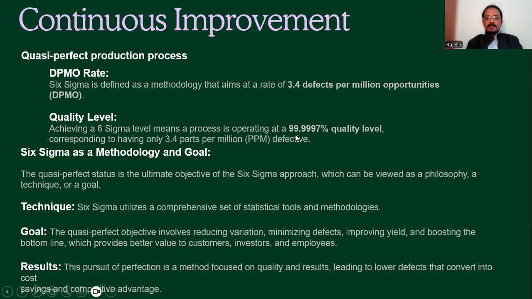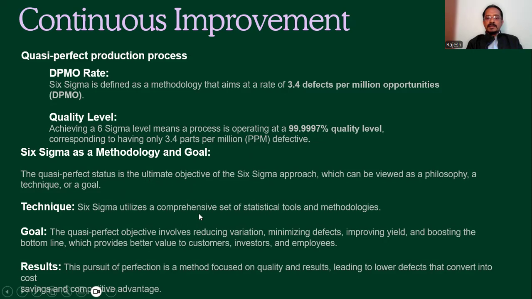And quality, as we know, is 99.9997 percent, right? Six Sigma methodology and goals. It is the ultimate objective of the Six Sigma approach. Okay, it's a philosophy and it's a technique and it is a goal, right? What you're trying to achieve.